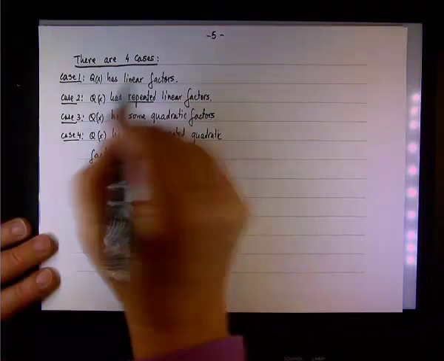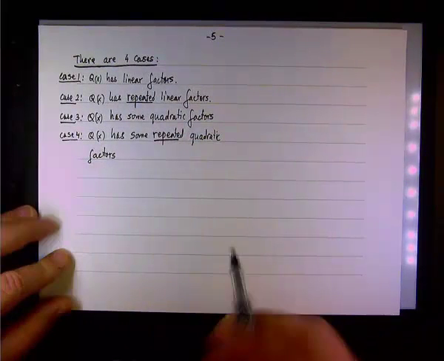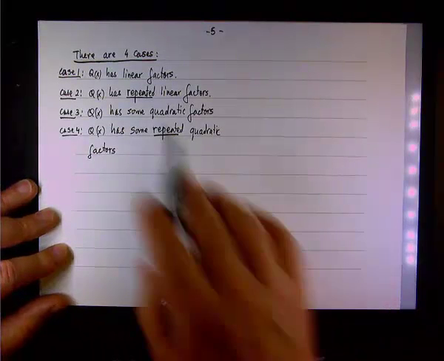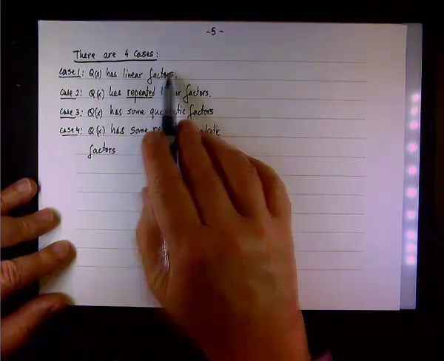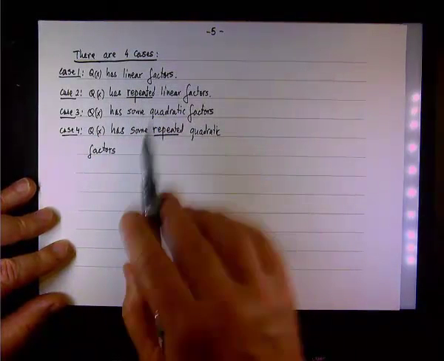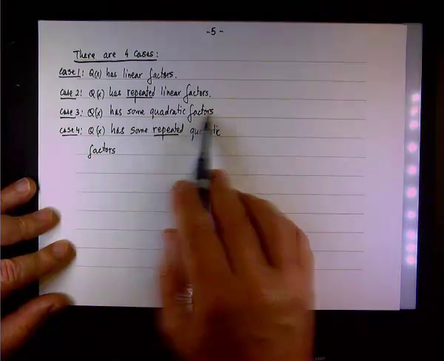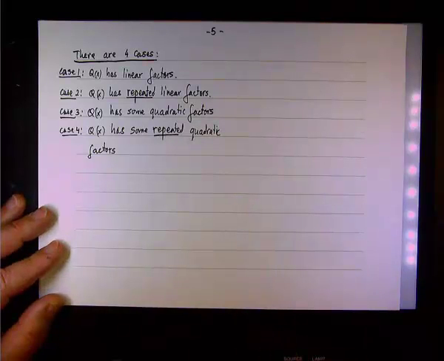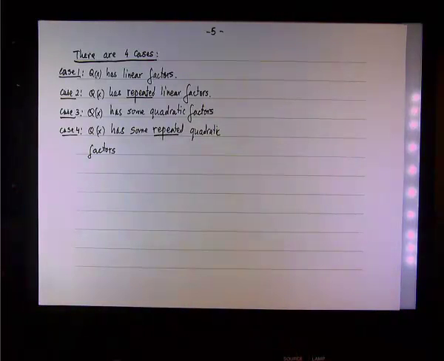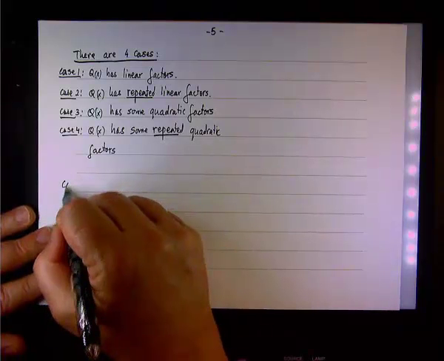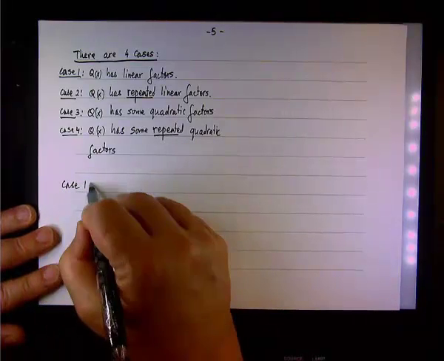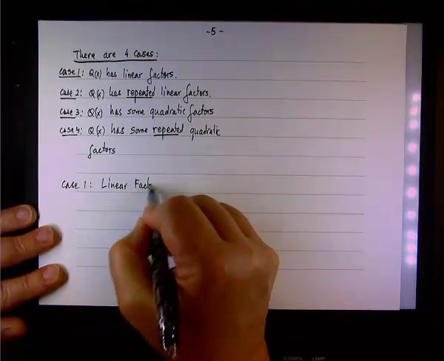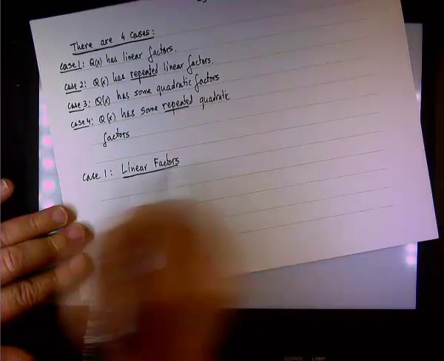Okay, so the repeated, if I don't say repeated, then I mean distinct. Each one is a different factor. So by linear factors, I mean each distinct linear factor. By some quadratic factors, I mean you have some distinct linear factor and some distinct quadratic. Otherwise, it's repeated. So now let's go and do the first case, case 1. And we have only linear factors, and this will be only distinct.